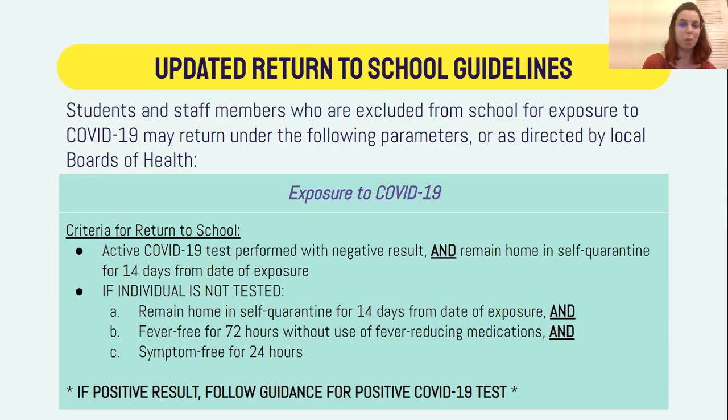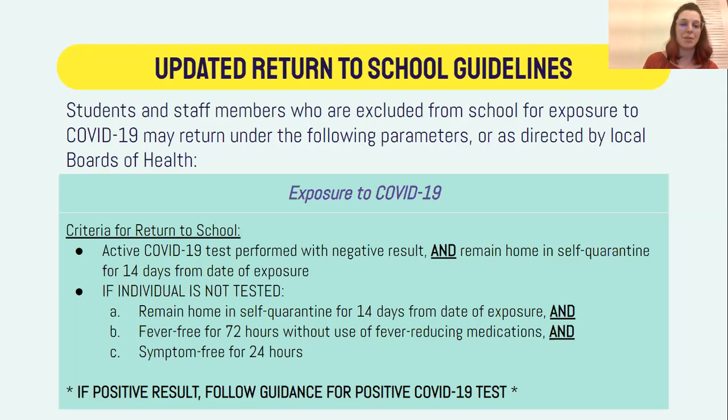This is a change from our summer guidance, which initially we were accepting negative test results before return to school, but the updated guidances have enforced that we require staff to quarantine regardless of the COVID-19 test result, simply because that incubation period is so variable and there is that risk of a false negative in the event that you may or may not have COVID-19. So anyone who has been exposed does have to quarantine for 14 days from that date of exposure.